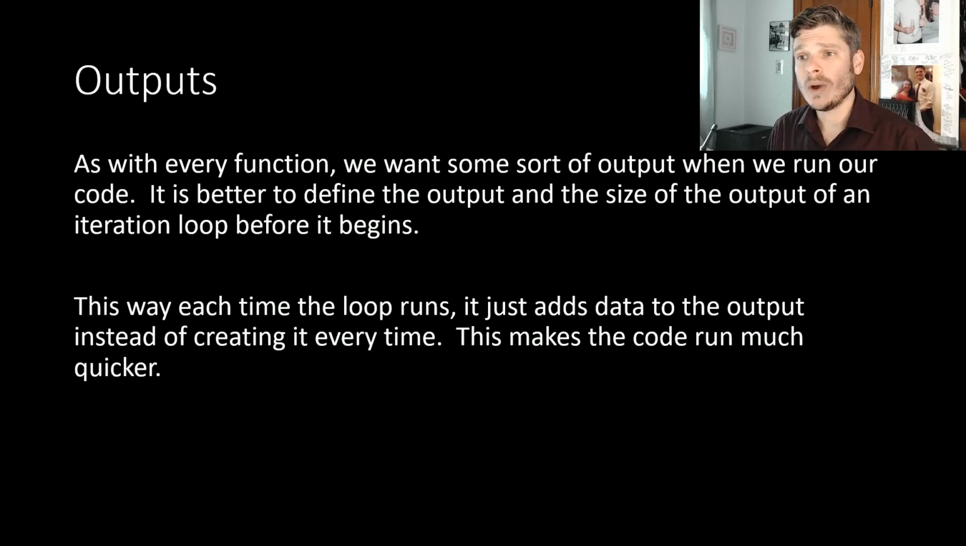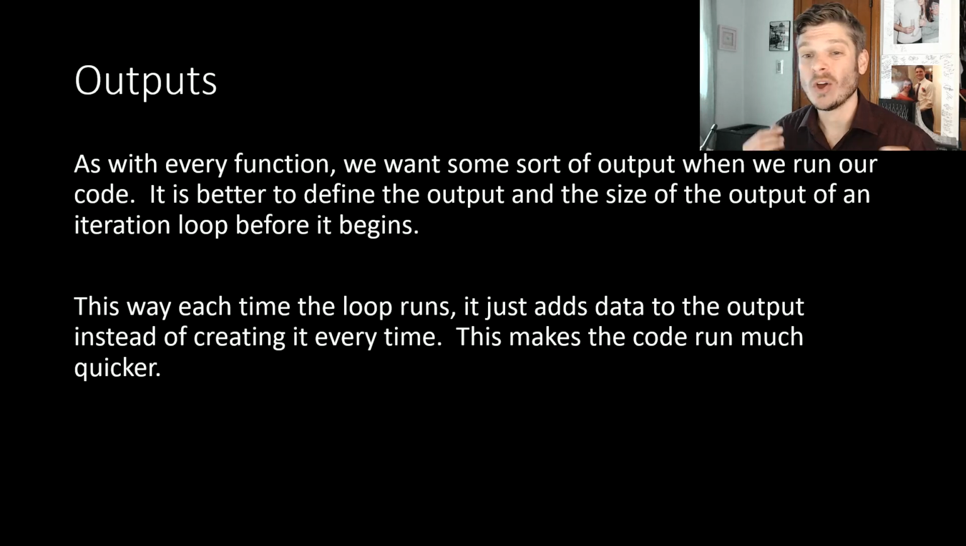So one other thing we want to be cognizant of is, again, this for loop is going to run and go through its pattern, but that's not really useful if we don't have some sort of output to go with it. So along with every other function, we want to specify an output. Now, it is much better to specify our output and define what it is going to be before we run our for loop.